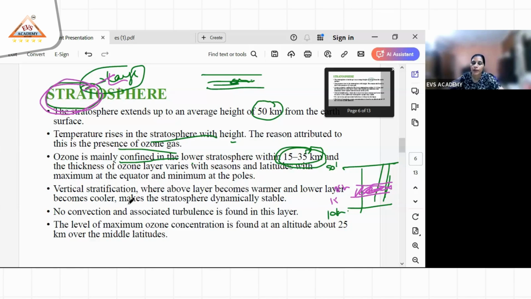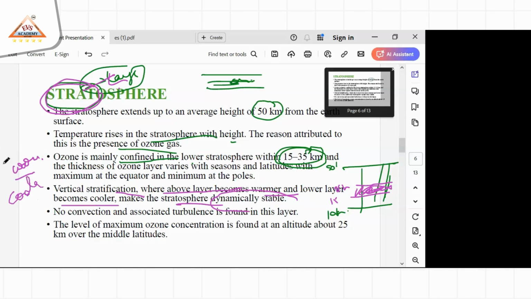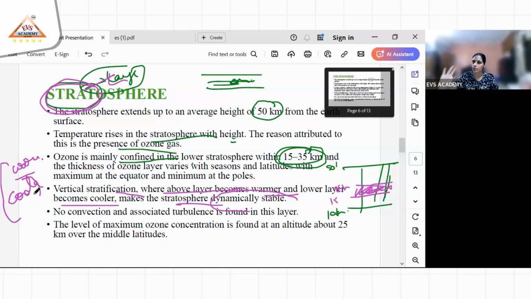Strata means layer. Vertical stratification, where the above layer becomes warmer and the lower layer becomes cooler, makes the stratosphere dynamically stable. I will tell you what stable and unstable mean. The atmosphere becomes stable when the above layer is warmer and the lower layer is cooler. We will see this in the later part of air pollution also. No convection and associated turbulence is found, because whenever there is a stable temperature, there will be no mixing, no turbulence and no convection.